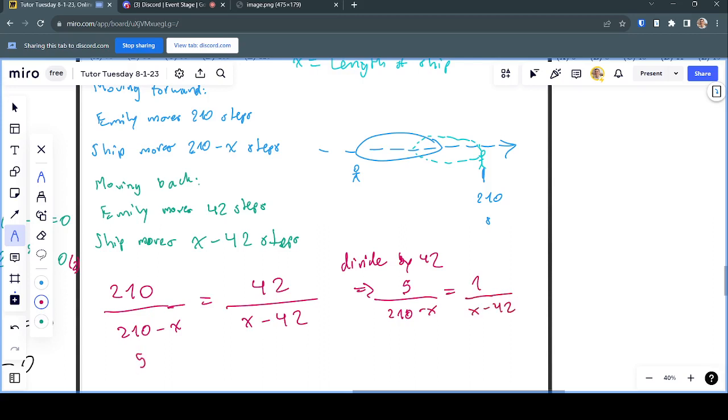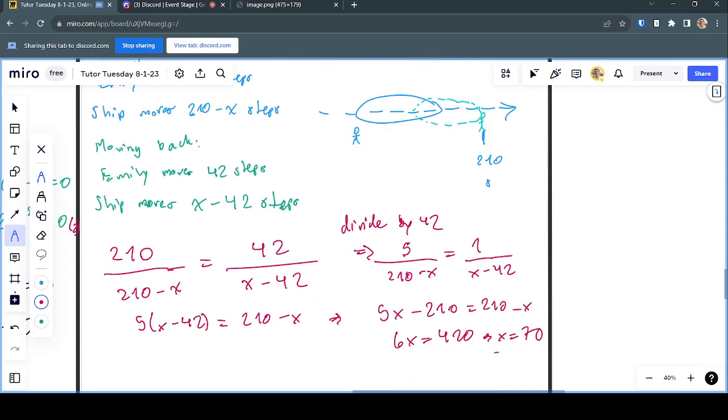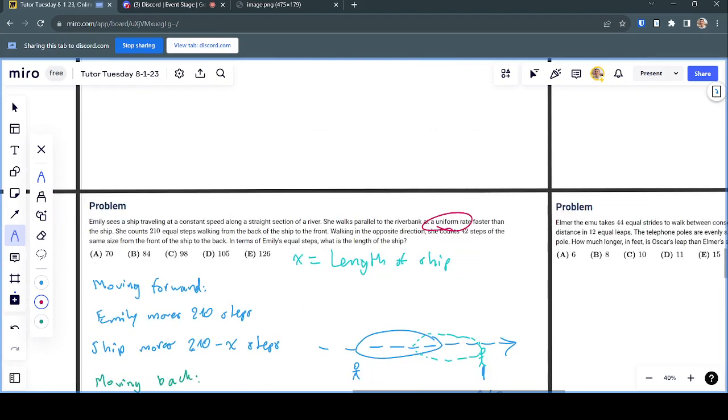Cross multiplying, we'd get 5 times (x minus 42) equals 210 minus x. And this would give us 5x minus 210 is equal to 210 minus x, or 6x equals 420, which means that x equals 70. And that would be answer choice A.